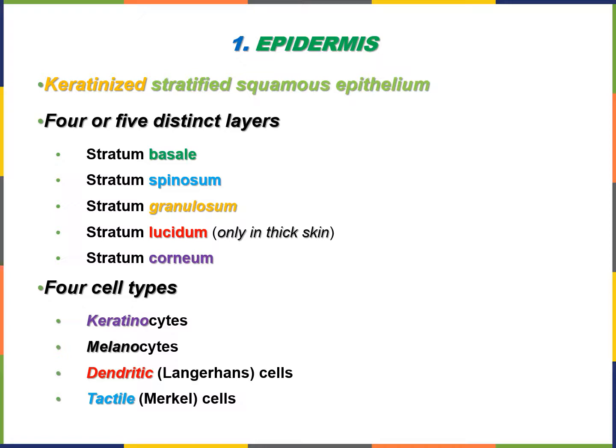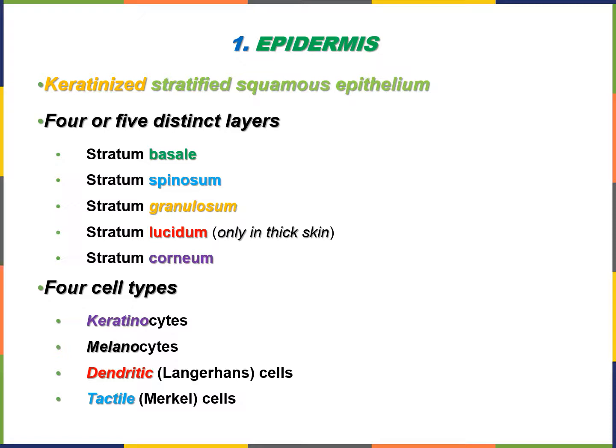The epidermis is keratinized, stratified, squamous epithelium. So we have 4 or 5 distinct layers of this depending upon what part of the body we're talking about. Most of the body has what we call thin skin, which is 4 layers. In the palms of the hands and the soles of the feet, we'll have 5 layers, and there we're going to call it thick skin.